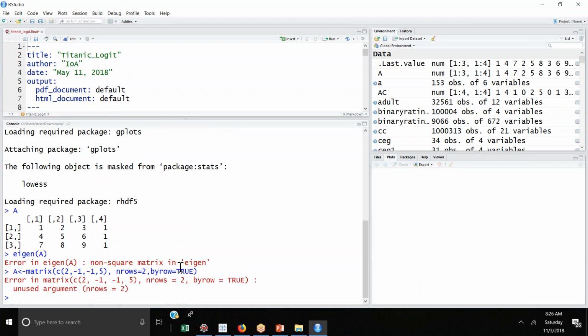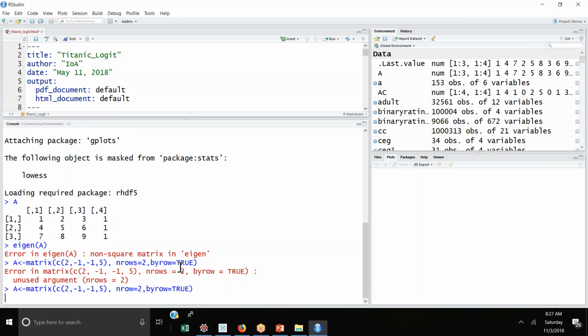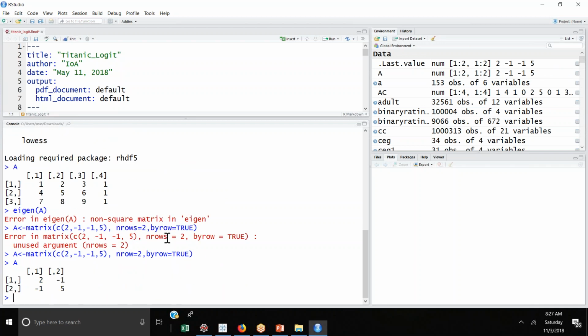Correct. It didn't work. It's nrow, not nrows. nrow equal to 2. Okay. In this particular case, nrow isn't needed, because anyway it will give -1, 2, -1, 3; if you put nrow 2 it will come like that, it's the default. That's fine. Okay, but we got the matrix.